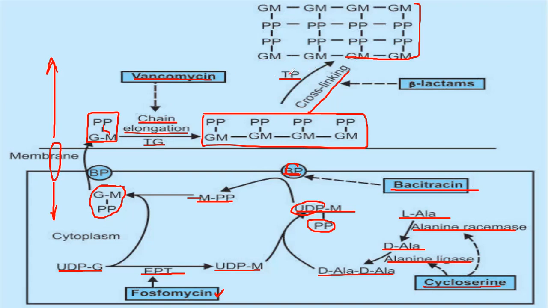Now, you can inhibit the cross-linking by inhibiting the transpeptidase. We have one transpeptidase, which is known as the penicillin binding proteins. Now, penicillin binding proteins are transpeptidases, which are involved in the cross-linking. And this can be done by using beta-lactams. Now, beta-lactam antibiotics include penicillins, your cephalosporins, your monobactams, and your carbapenems.